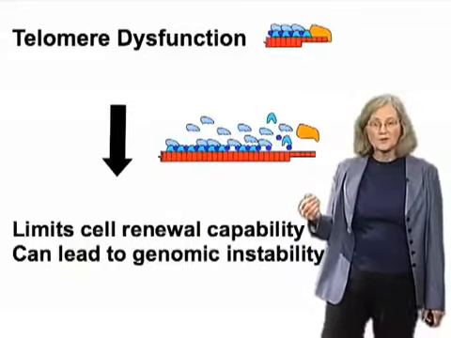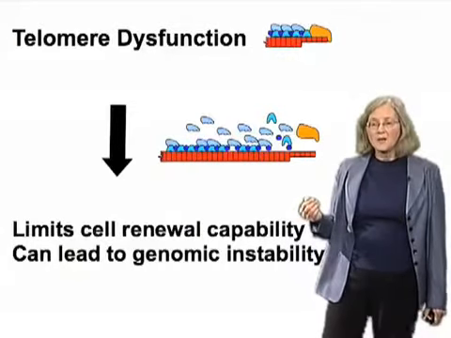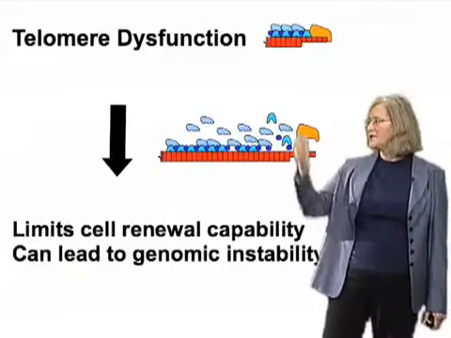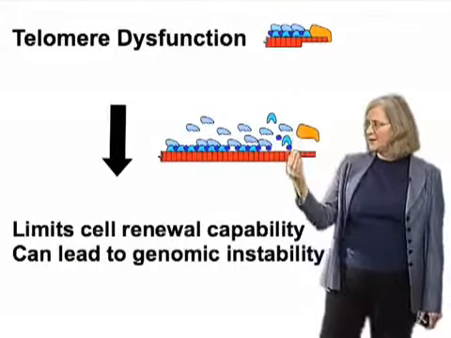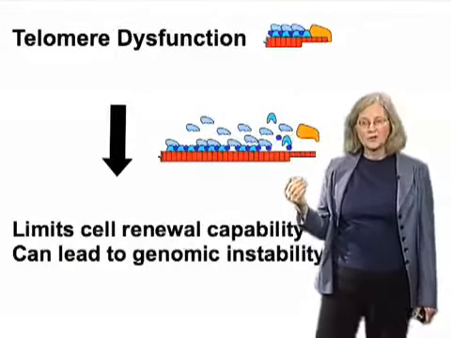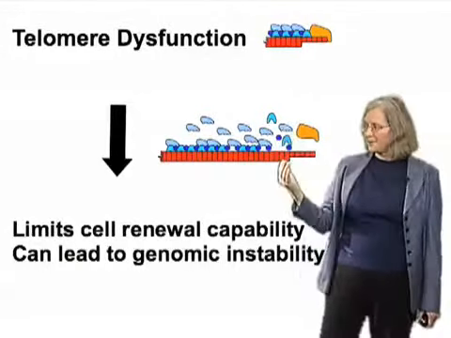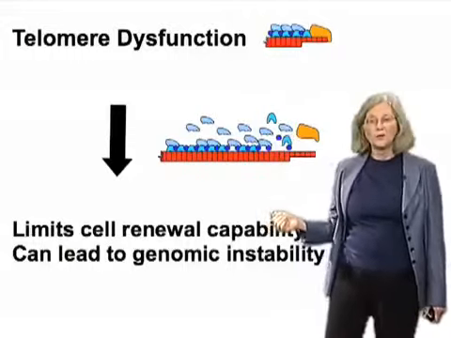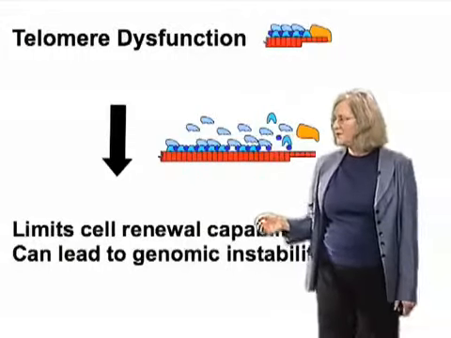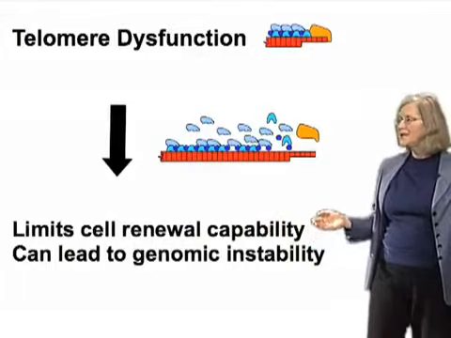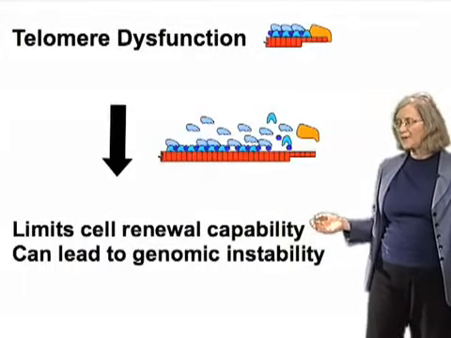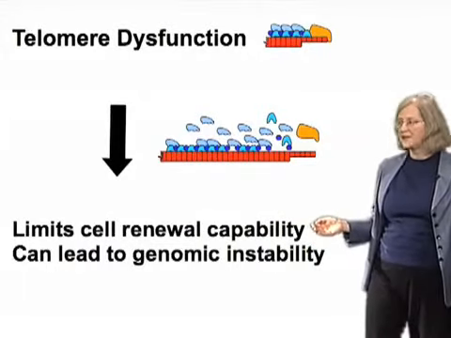And the consequence for the cell is that usually this state of a cell's telomere dysfunction, through one reason or another, will mean that the cell will cease to divide. So this limits cell renewal capability if this happens to one or more of its telomeres in the cell.